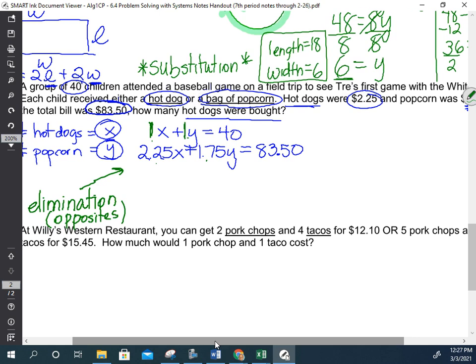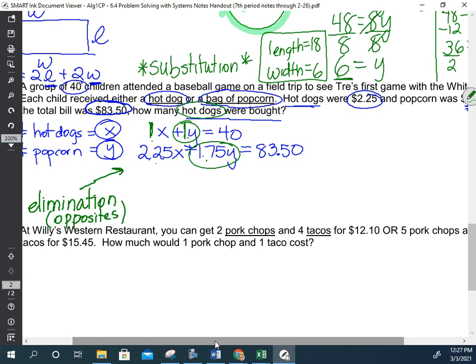So what did the problem ask us for? Hot dogs or popcorn? They didn't want to know how many hot dogs we want, so they don't care about the popcorn. Since we don't care about the popcorn, we're going to leave x in the problem and get rid of y. We're going to get rid of these y's.